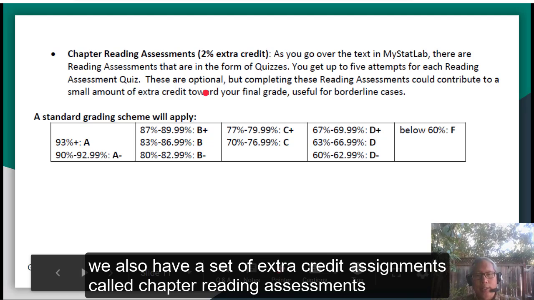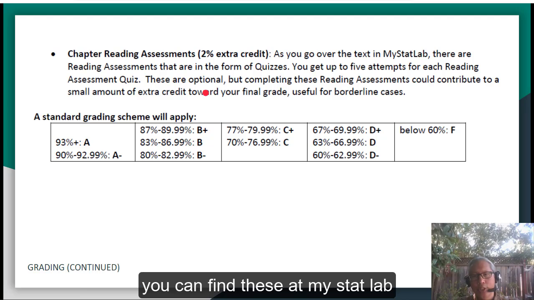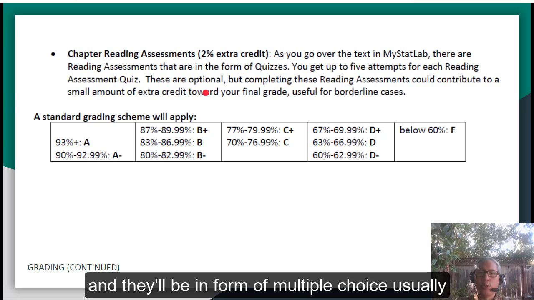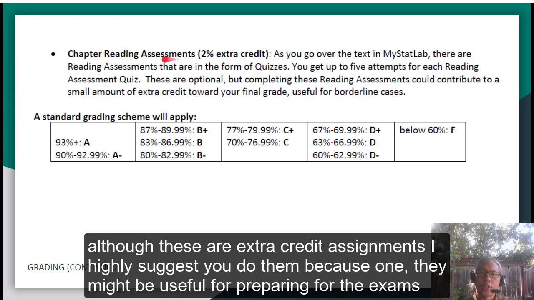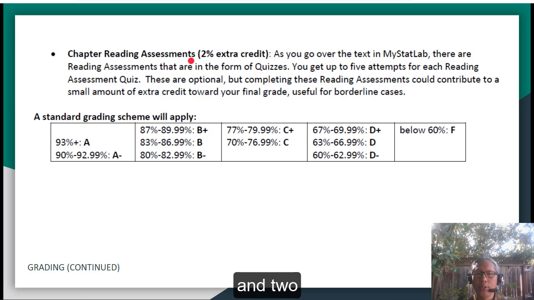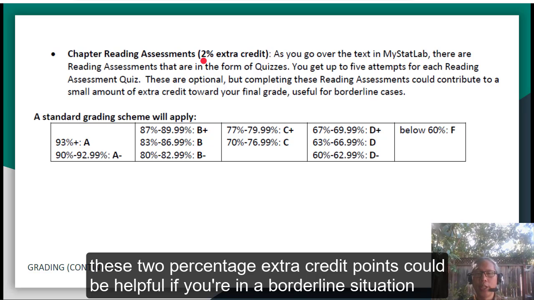We also have a set of extra credit assignments called chapter reading assessments. You can find these at MyStatLab, and they will usually be multiple choice, such as defining terms. Although these are extra credit assignments, I highly suggest that you do them because, one, they might be useful for preparing for the exams, and two, these 2% extra credit points could be helpful if you're in a borderline situation.